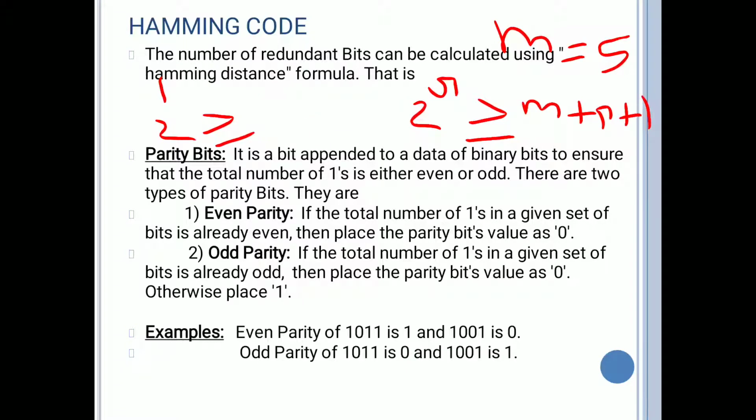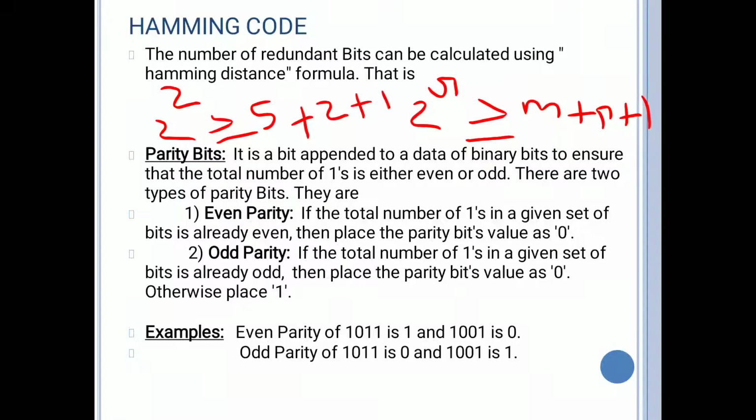So now the r value is 2 and the m value is 5. So 2 to the power of 2 greater than or equal to 5 plus 2 plus 1. 2 to the power of 2 means 4. 4 greater than or equal to 5 plus 2 plus 1, which means 8. So here also the condition fails.